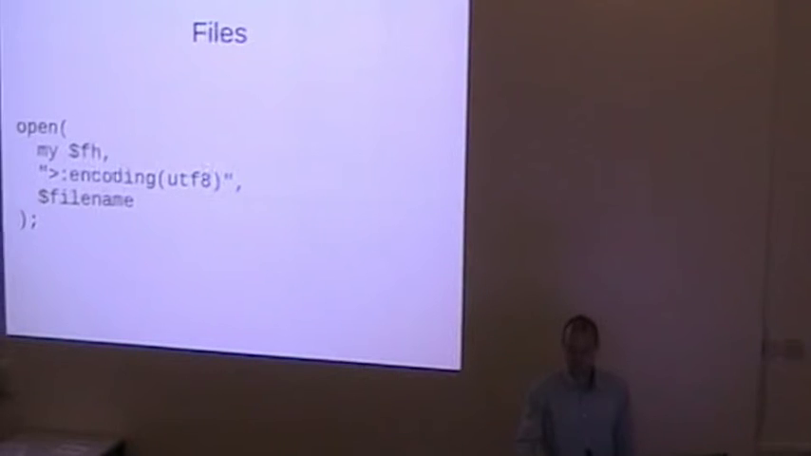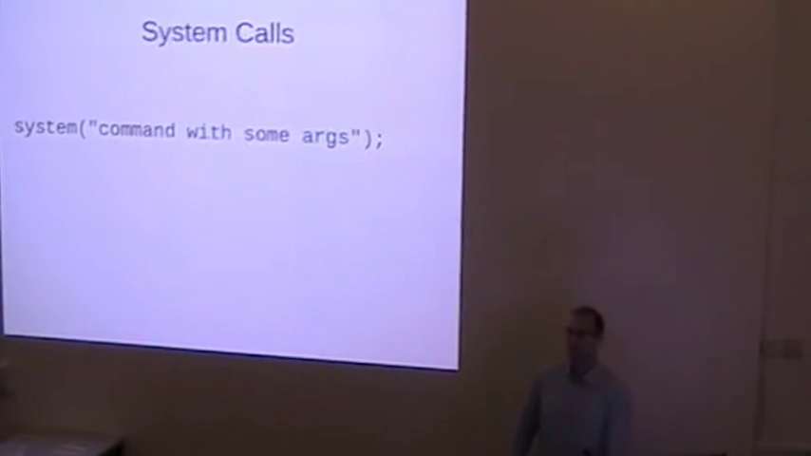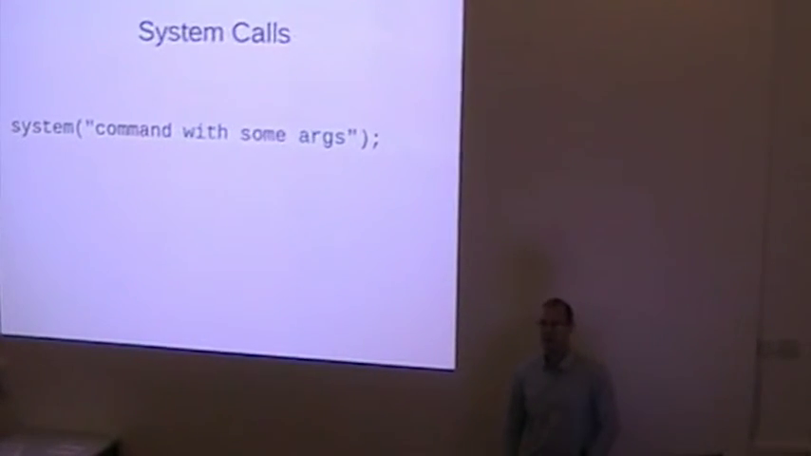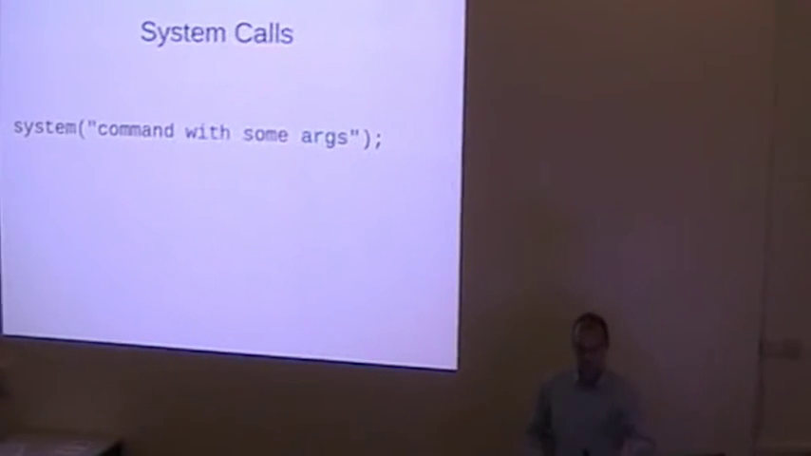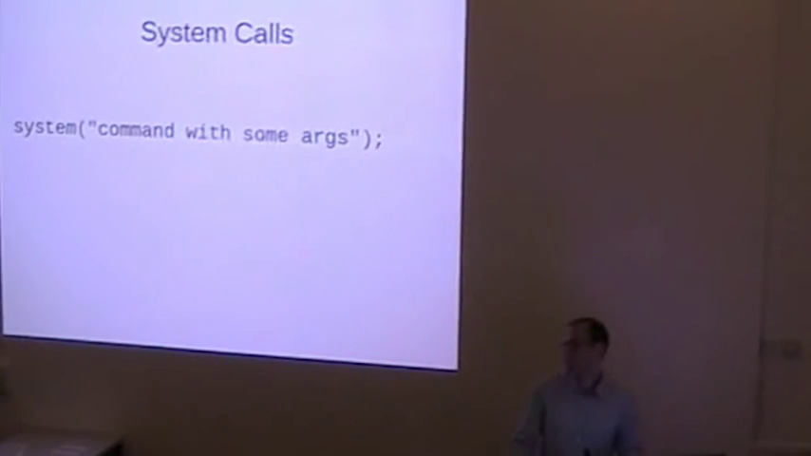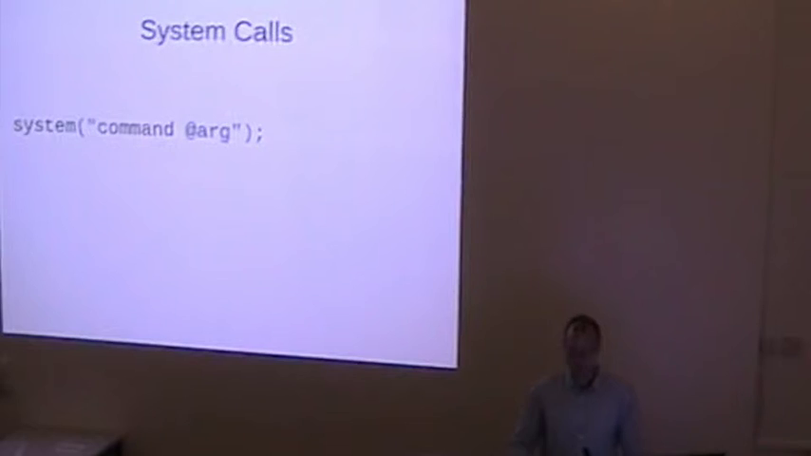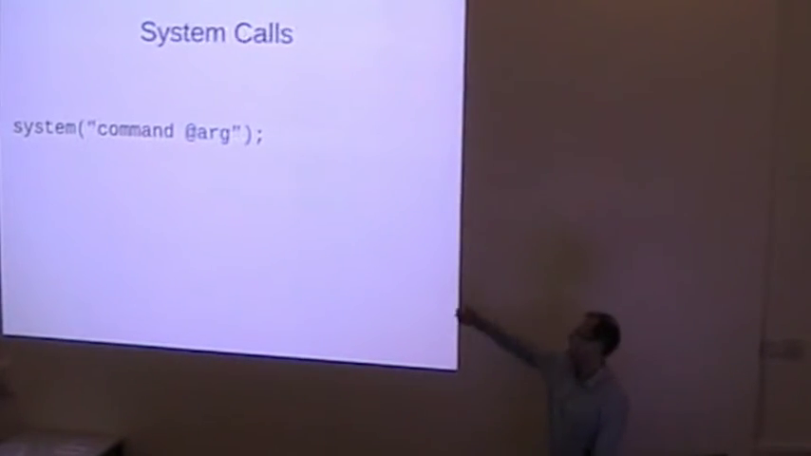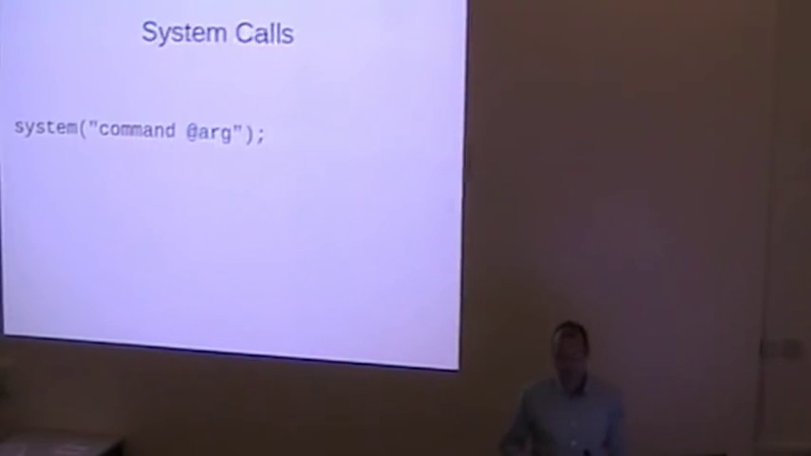Just like when you're dealing with files, you might be using system calls to call external commands. And the way that you do this is you call system with your command. That gets passed out to your shell, and your shell then executes it. And if you wanted to supply the arguments to that command yourself, then you could put them in an array here, and that's going to work fine.